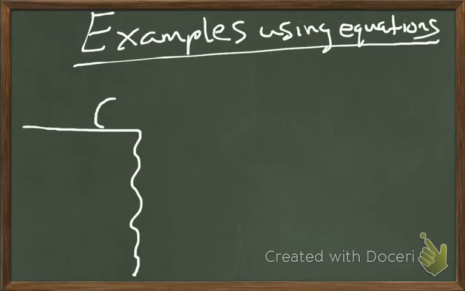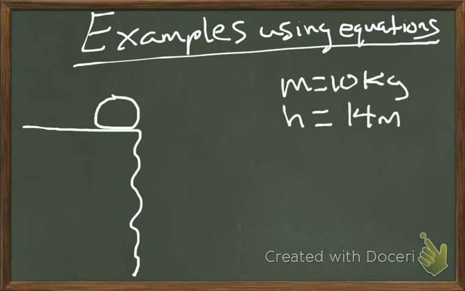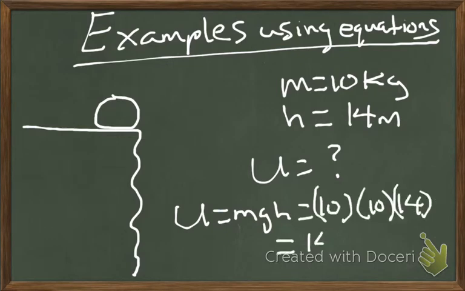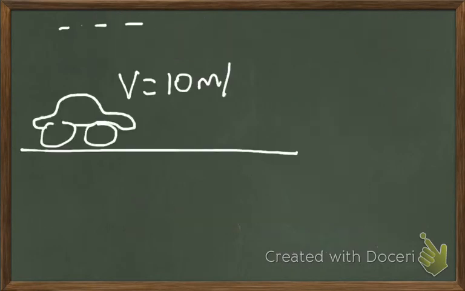Here is an example. Here's the rock I was talking about, and it's sitting on the edge of a cliff. It has a mass of 10 kilograms, and it is on a cliff that's only 14 meters. So what is the potential energy? We want to use our new equation, mgh. We plug everything in, and we find out it has 1,400 joules. So that's a very basic way to calculate potential energy. We'll do more complicated ones in a little bit.